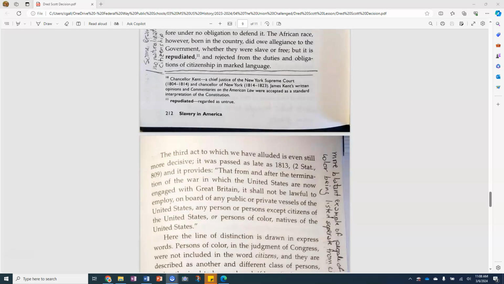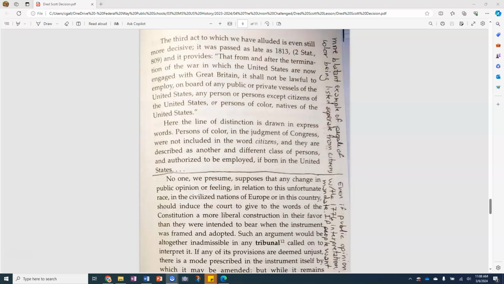All right, back on the text here. The third act, to which we've alluded, is even still more decisive. It was passed as late as 1813, and it provides that from and after the termination of the war in which the United States are now engaged with Great Britain, it shall not be lawful to employ on board of any public or private vessels of the United States any person or persons except citizens of the United States or persons of color natives of the United States.